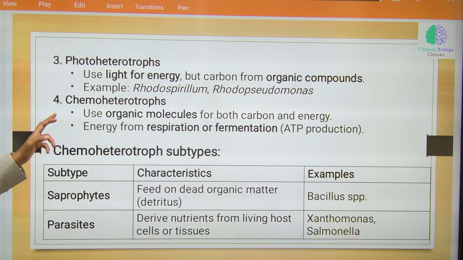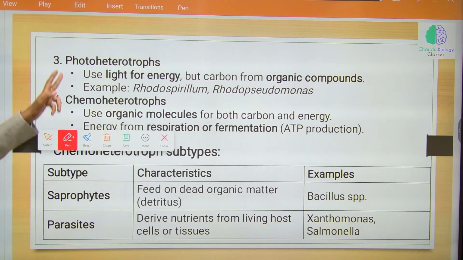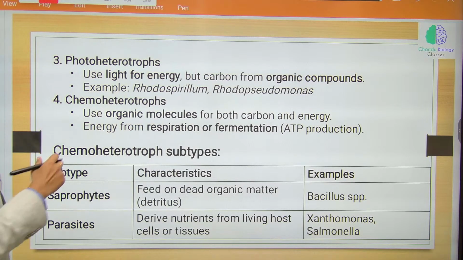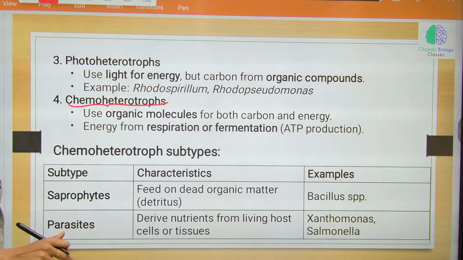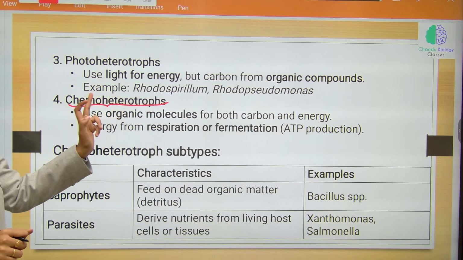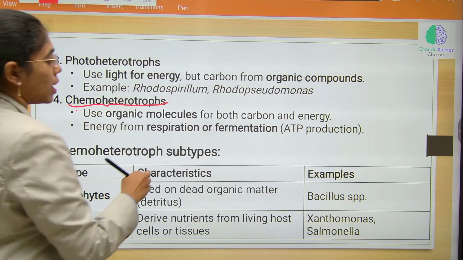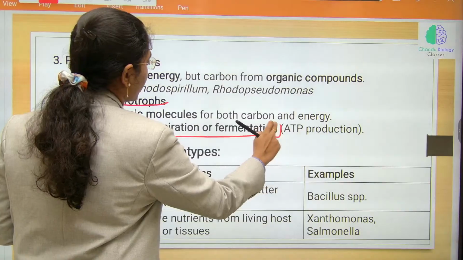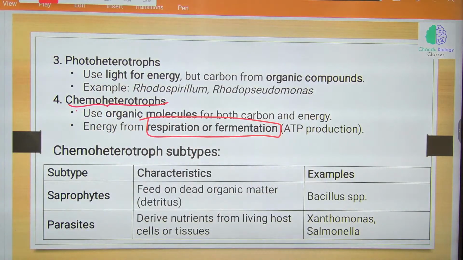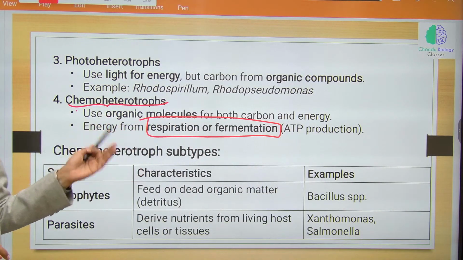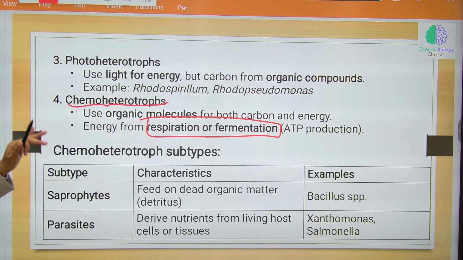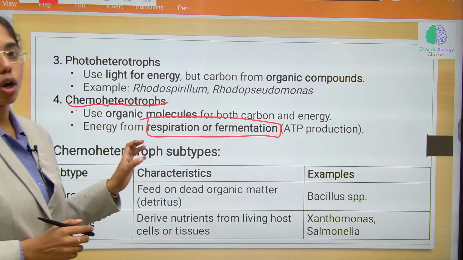Chemoheterotrophs use organic molecules for both carbon and energy. That is the reason they are chemoheterotrophs. Nowhere is the energy from sunlight. Energy from respiration or fermentation is taken. When ATP is produced during respiration or fermentation, that ATP is utilized as energy source. Fine, right? So this is about different types of nutrition.